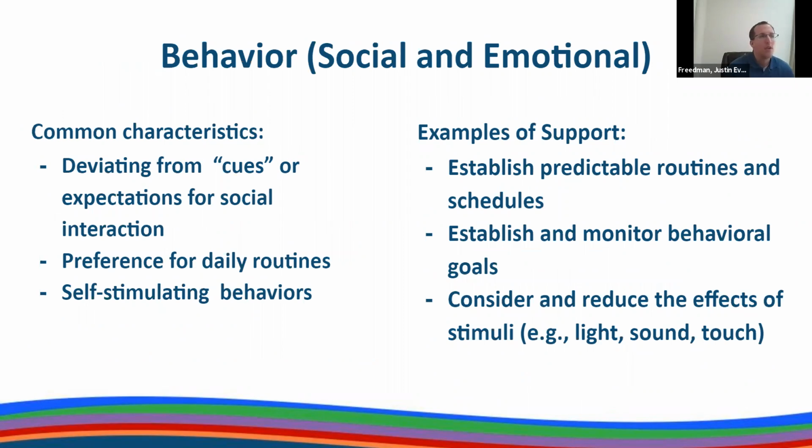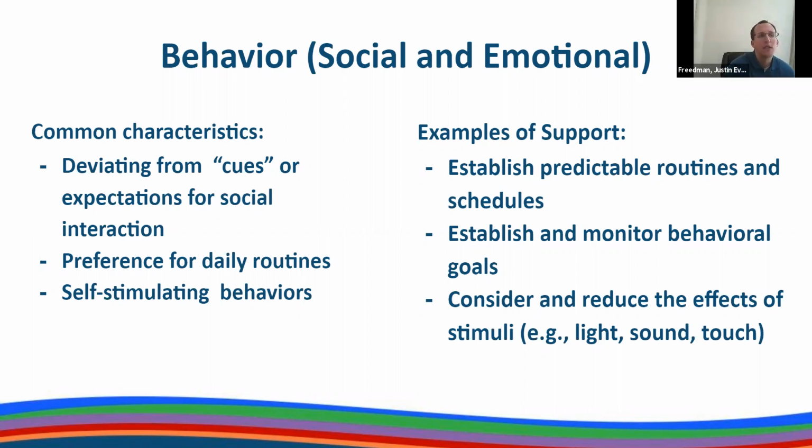Behavior really ranges, but we can think about, for example, students with autism, first of all, that may have certain characteristics such as preference for daily routines or self-stimulating behavior. These students may deviate from what's expected in terms of behavior at schools, and that could be a challenge for them. It could be a challenge for their classmates.